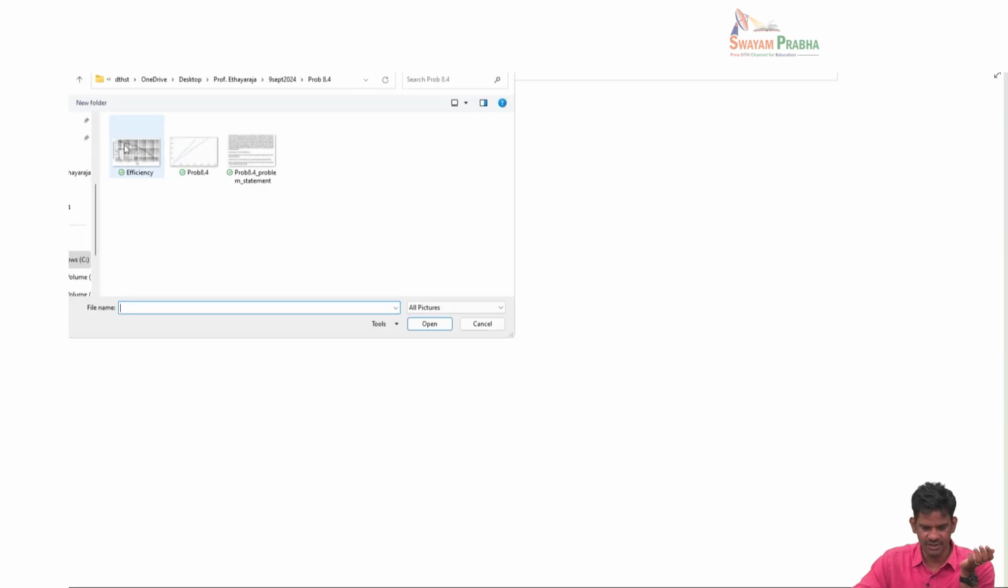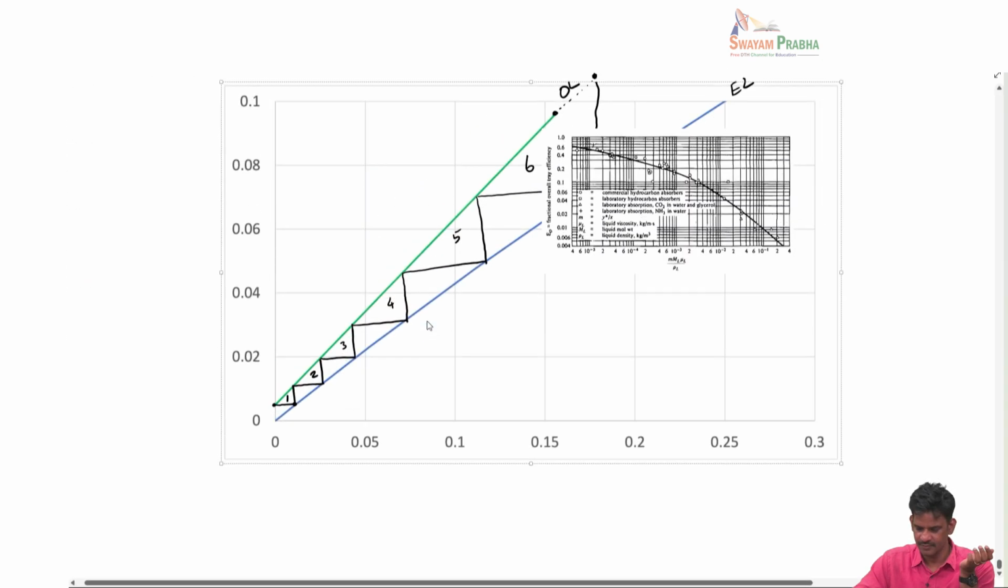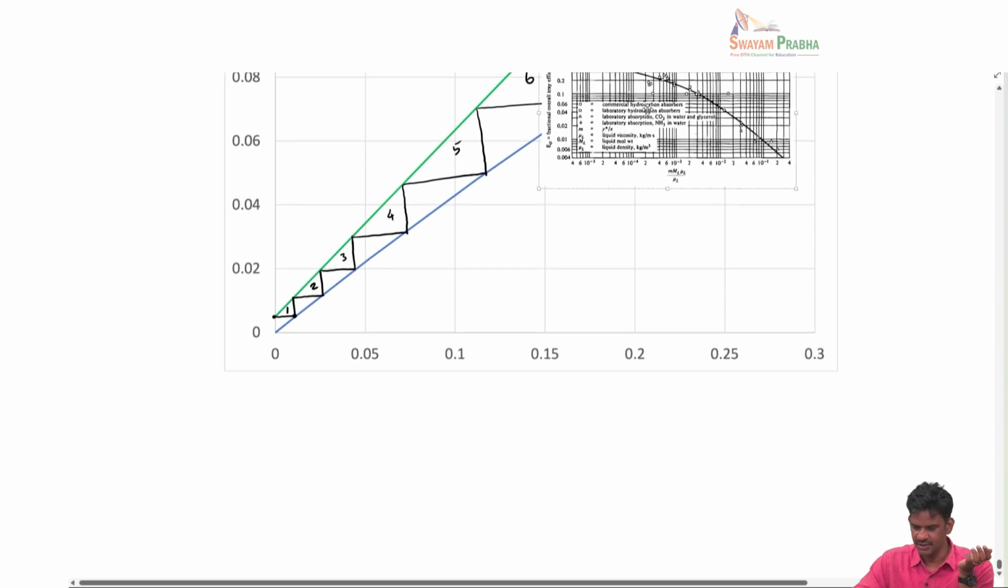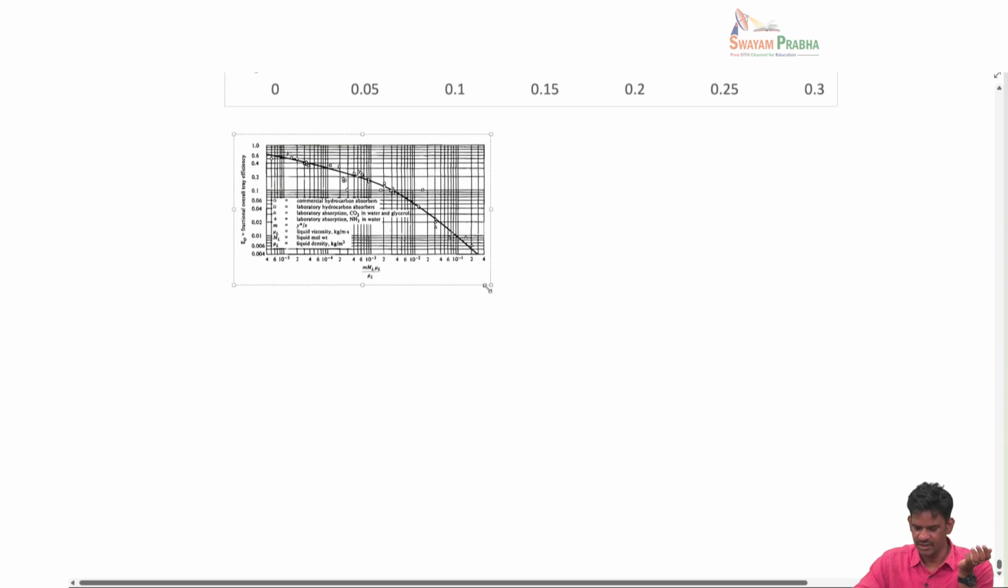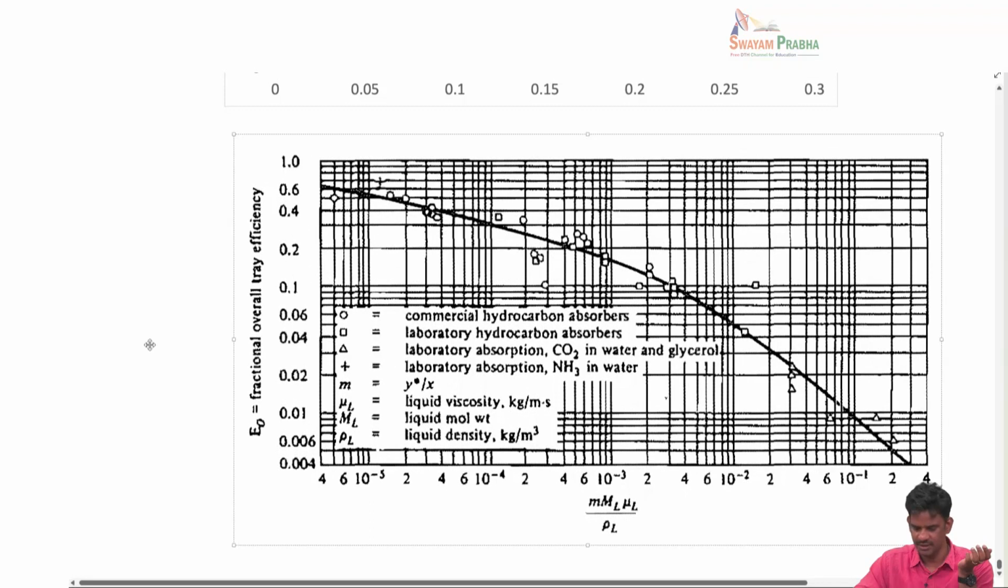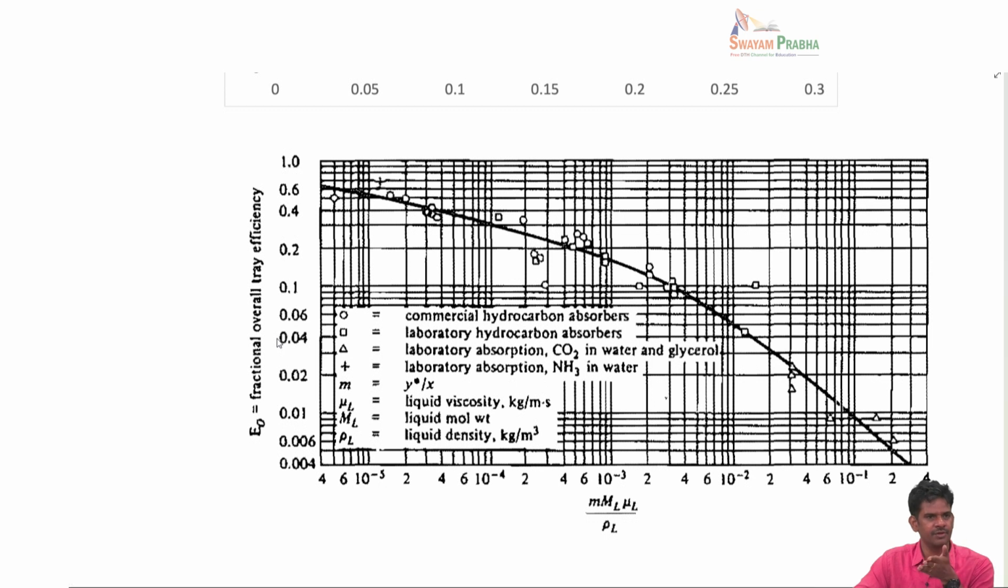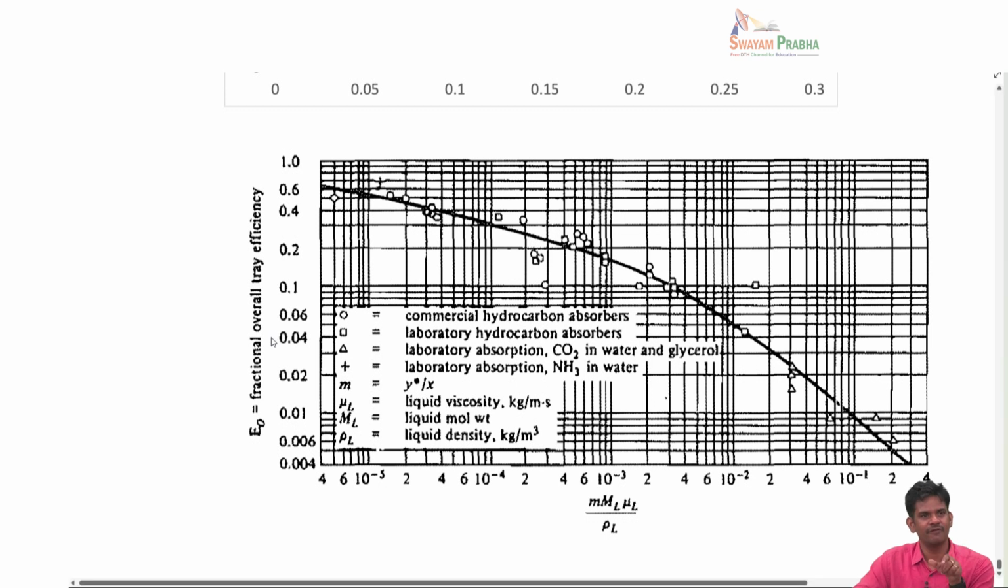For that, I'm going to introduce a chart called the efficiency chart. This is an empirical chart for the overall efficiency. On the y-axis, the overall efficiency is given. The overall efficiency is nothing but the number of ideal stages divided by the number of real stages.